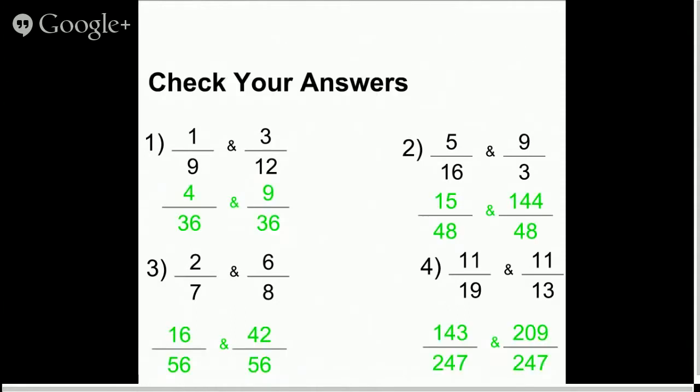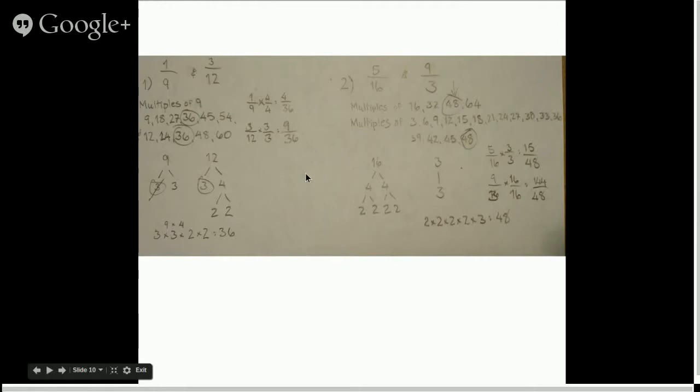All right. These are the correct answers. So 36 is the least common denominator, 48, 56, 247. And then when you multiply them by the numbers so that they both have the same denominator, you get 4/36, 9/36, and so on. Okay, here's my work for 1 and 2.